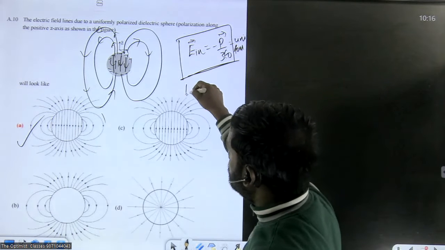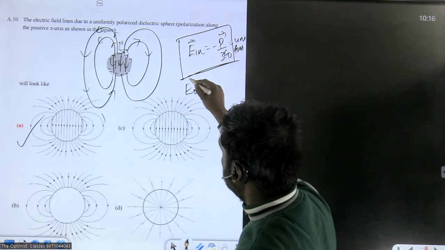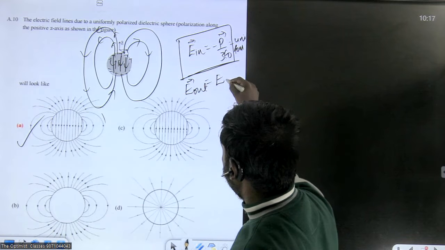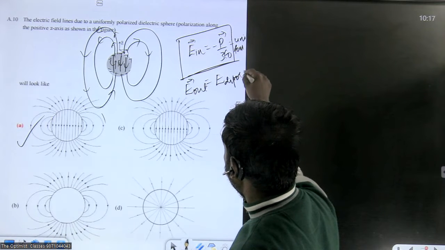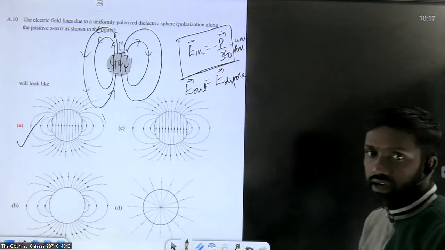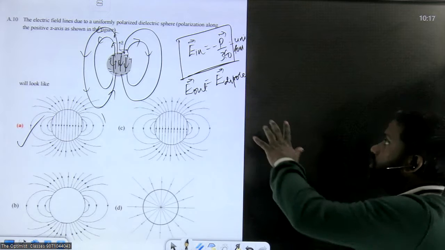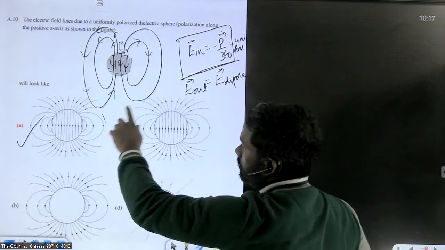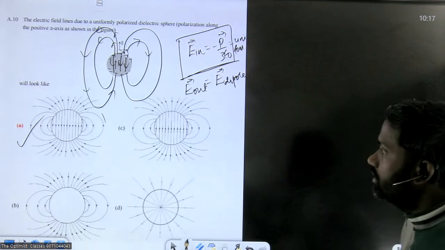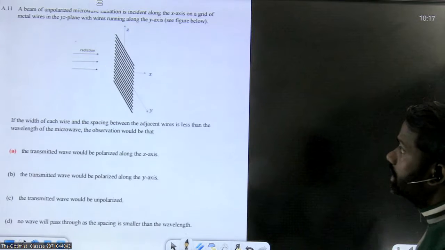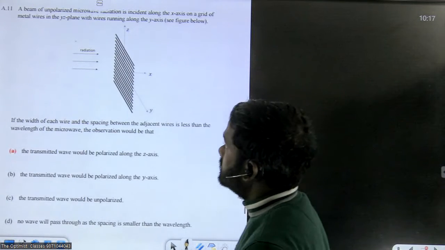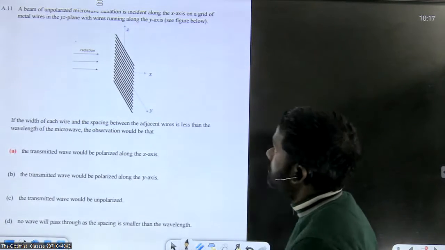And the field outside, in such a situation, if you calculate it, is exactly the same as the field of a dipole. So if somebody knows only this formula, then also the option can be inferred. All right.